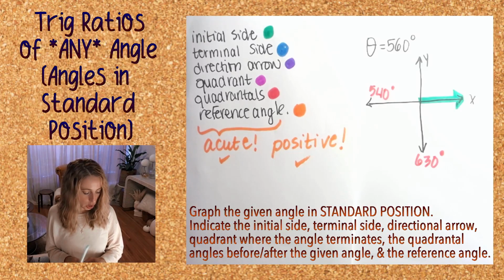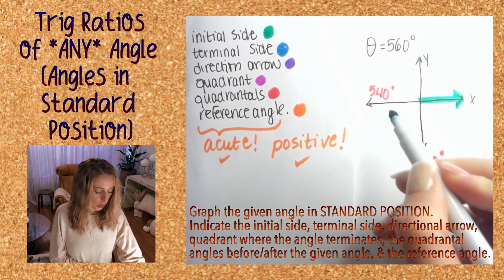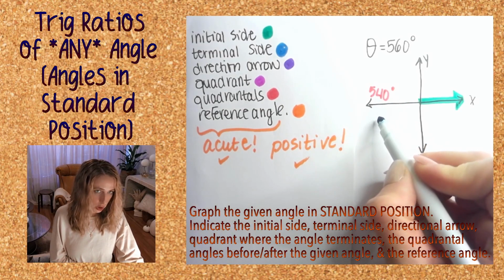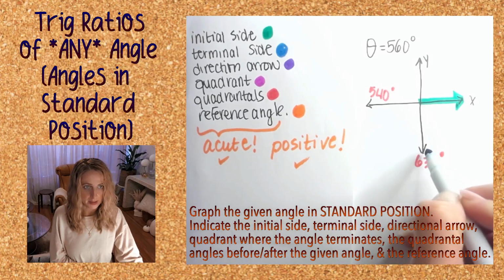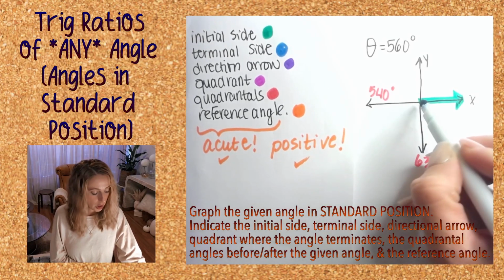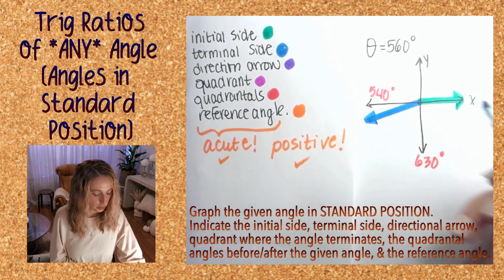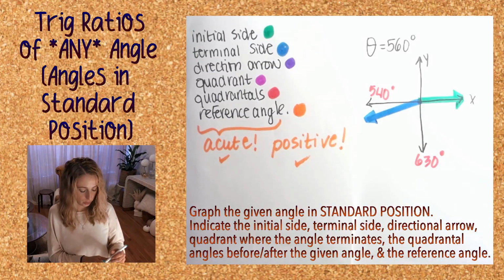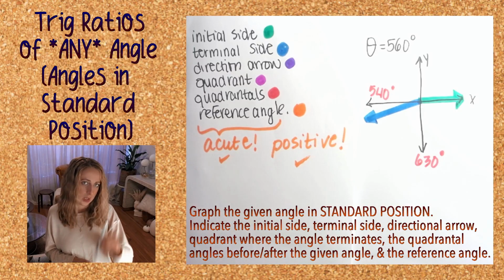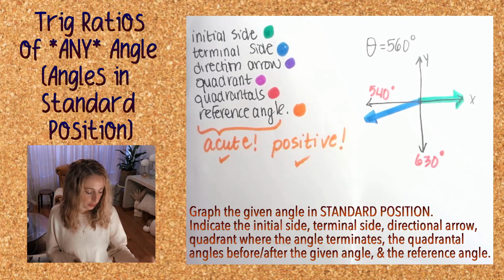Hopefully you already know which one it's closer to. Next, the terminal side. 560 degrees is 20 after 540, and it's 70 before 630. So it's going to be a good amount closer to that 540 degrees. So there you go, terminal side.